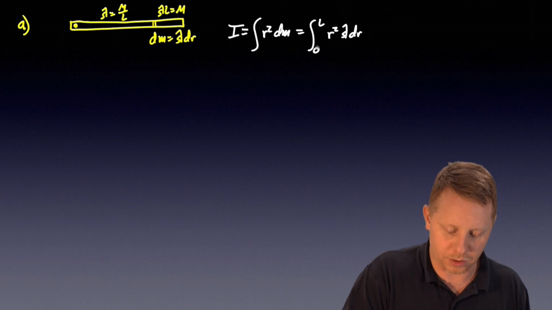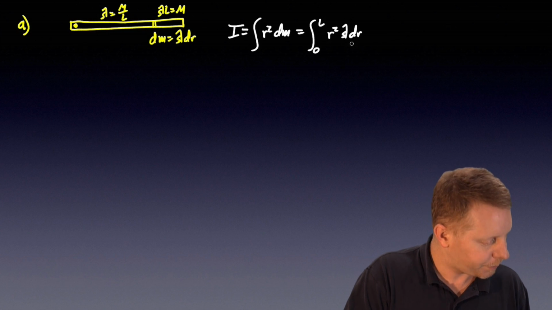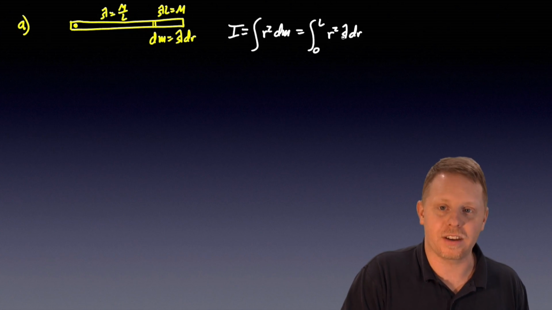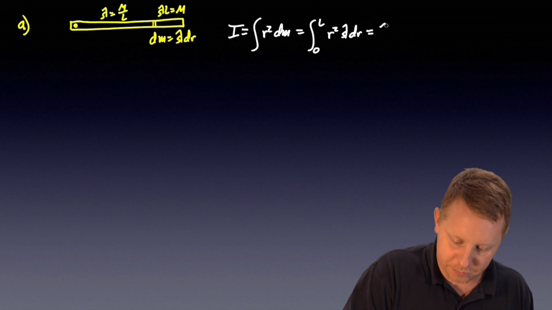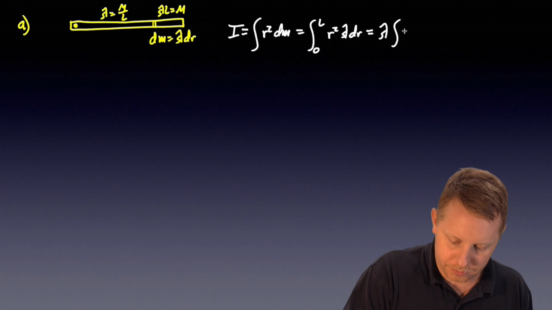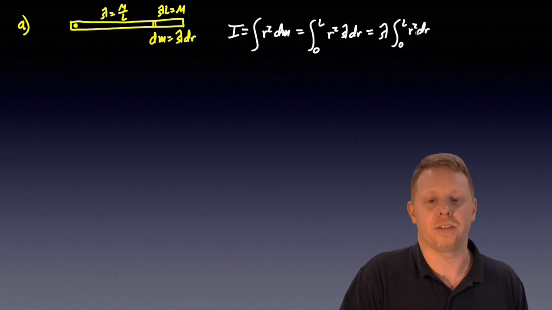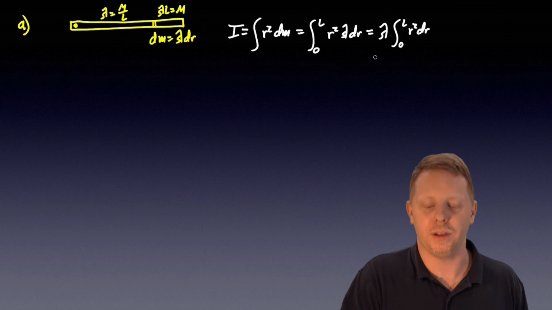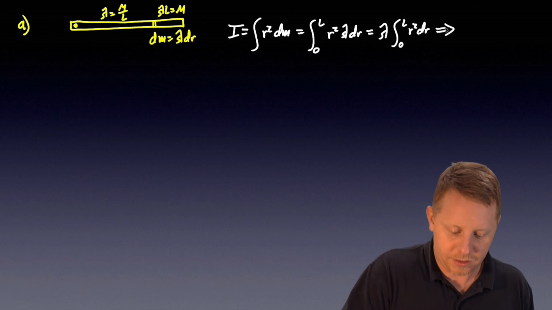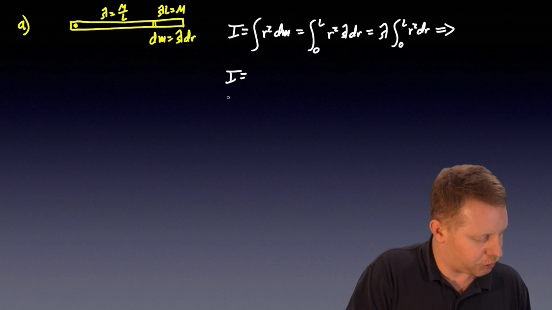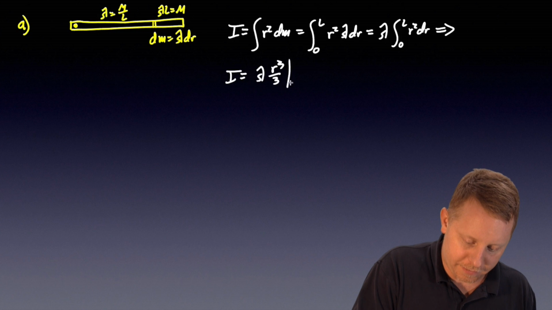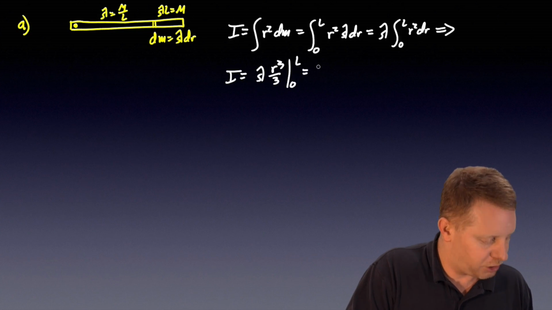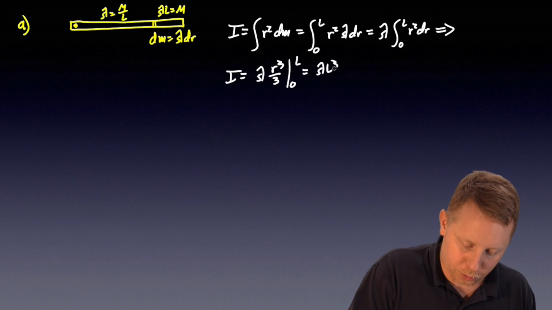So our variable goes from r equals 0 to r equals L. Now, lambda is a constant. It's a uniform rod, so we can pull that out of the integral sign. So this becomes lambda integral from 0 to L of r squared dr. And the integral of r squared with respect to r is just going to be r cubed over 3. So this implies then that our moment of inertia is going to be equal to lambda r cubed over 3 evaluated from 0 to L, which just becomes lambda L cubed over 3.